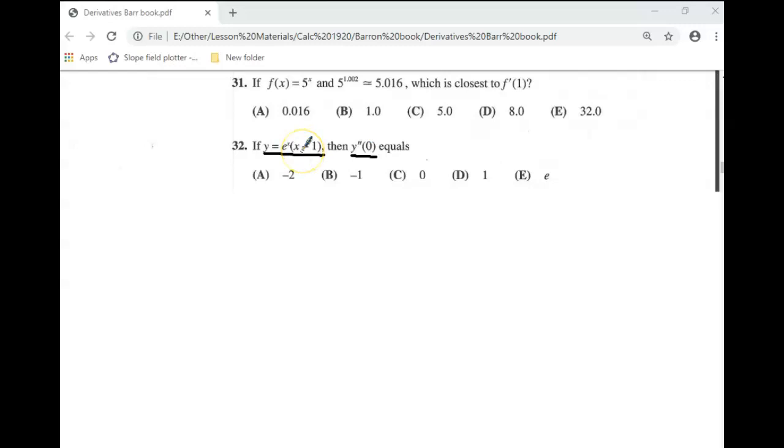So to find the second derivative of this thing, the first thing I'm going to do is apply the product rule. I've got e to the x being multiplied by x minus 1. So the product rule is blank times blank plus blank times blank.